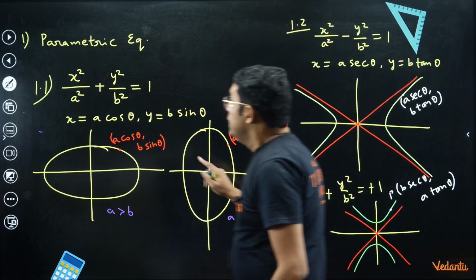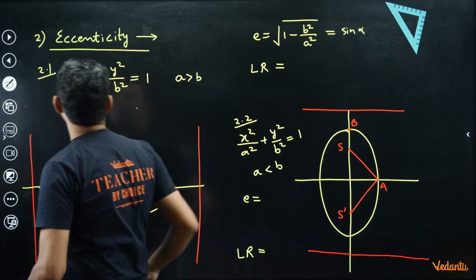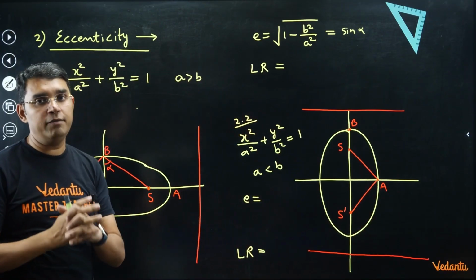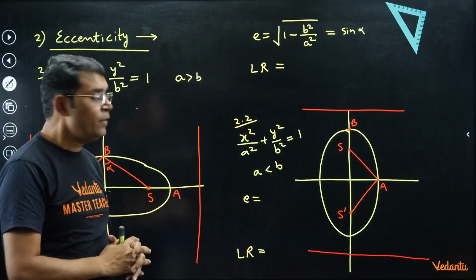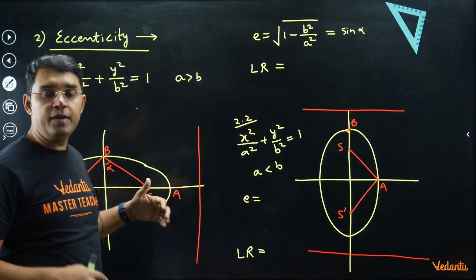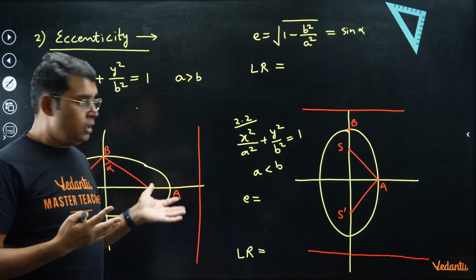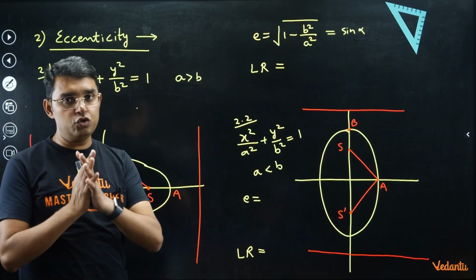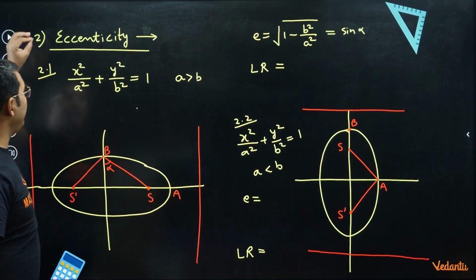Now coming to the second point, that is eccentricity. One very important thing, dear all, because JEE Mains have reduced the syllabus of conic sections. What is now left is all these results like eccentricity, latus rectum, directrix, focus. You must know all of these things. So the very first thing is eccentricity.